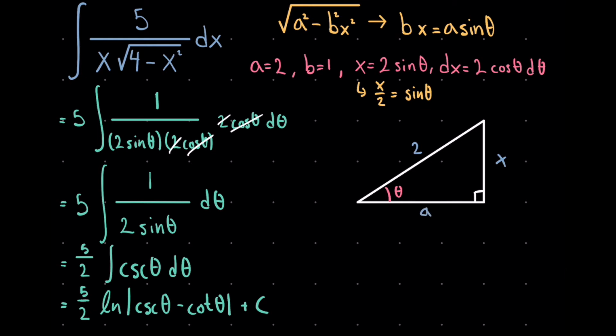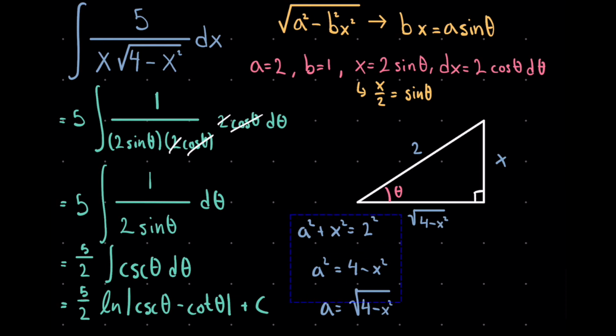And by using the Pythagorean theorem, we could get that a squared plus x squared is equal to 2 squared. Well, we know 2 squared is 4, and by moving the x squared to the other side, we get 4 minus x squared. And taking the square root of both sides, we get a is equal to the square root of 4 minus x squared. And we'll write that there. Instead of a, we have the square root of 4 minus x squared.